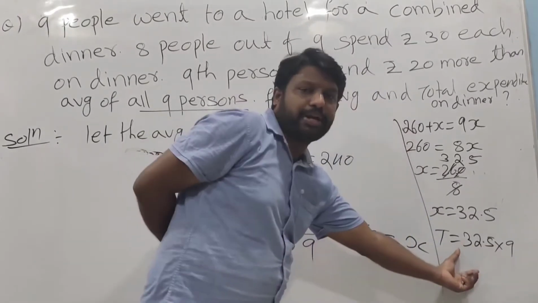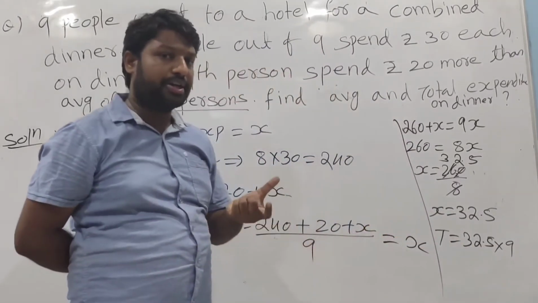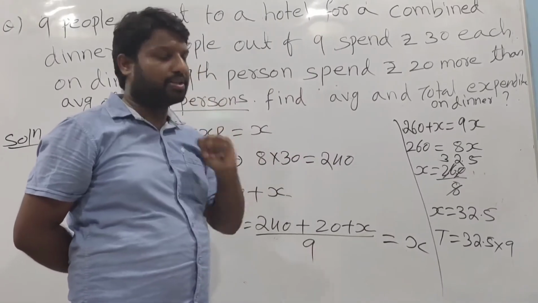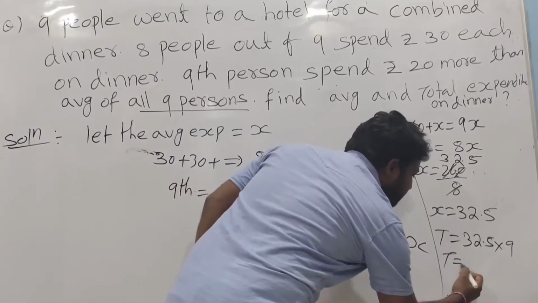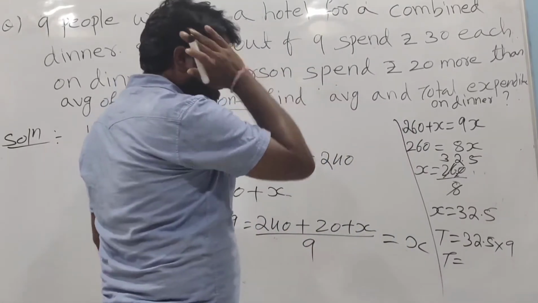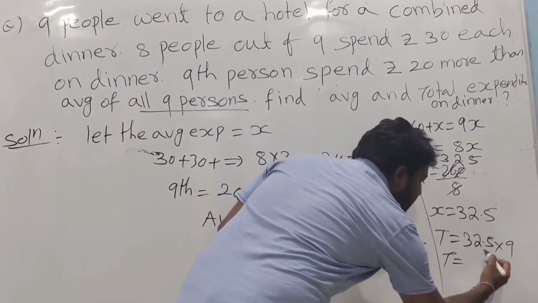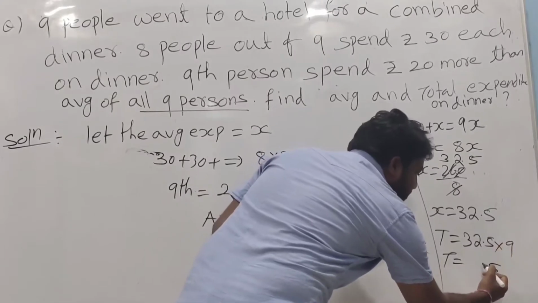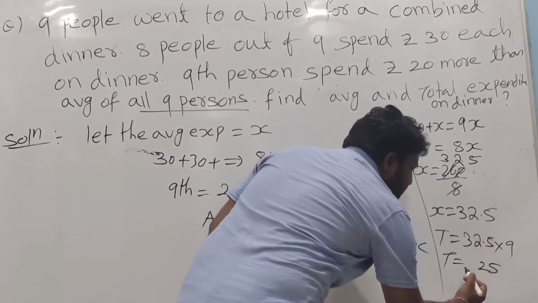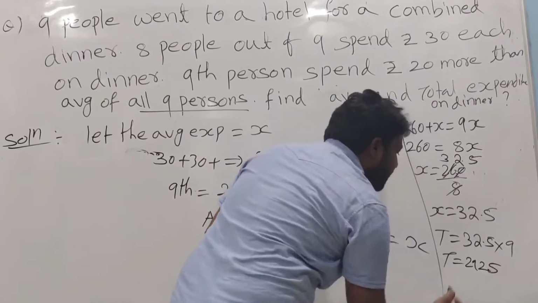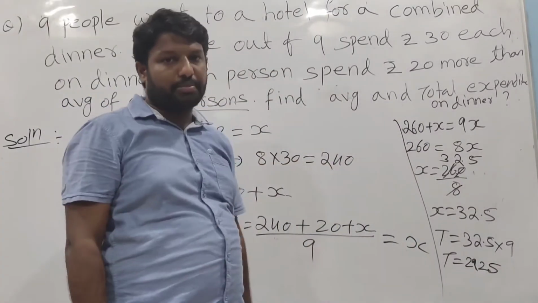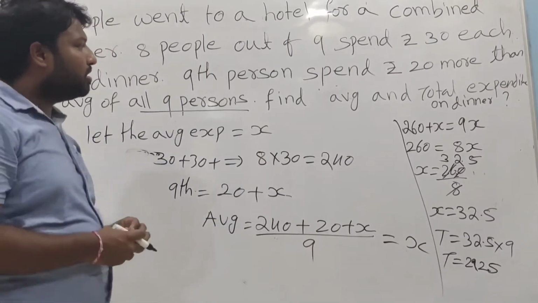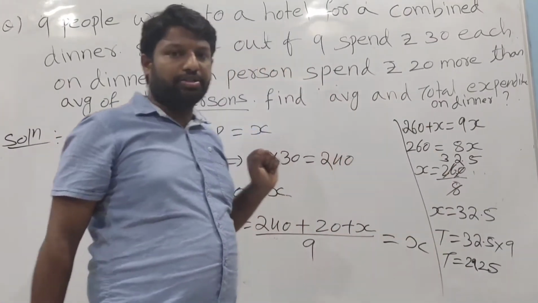So each person is spending 32.5 rupees on dinner. So how many people are there? 9 people are there. So total expenditure will be 32.5 into 9. 9 5s are 45, 9 2s are 18 plus 4, 22, 9 3s are 27, 29. This is nothing but 292.5. So the total expenditure on dinner is 292.5.